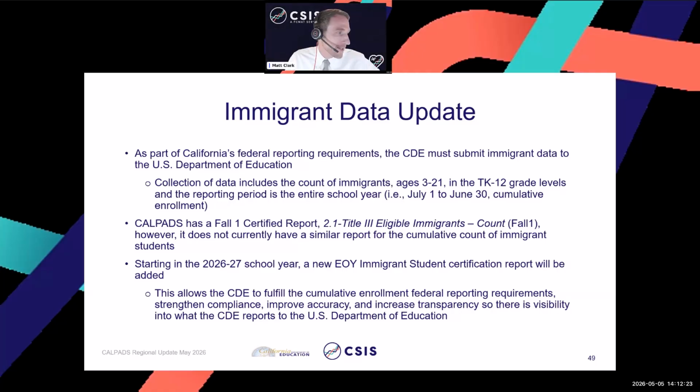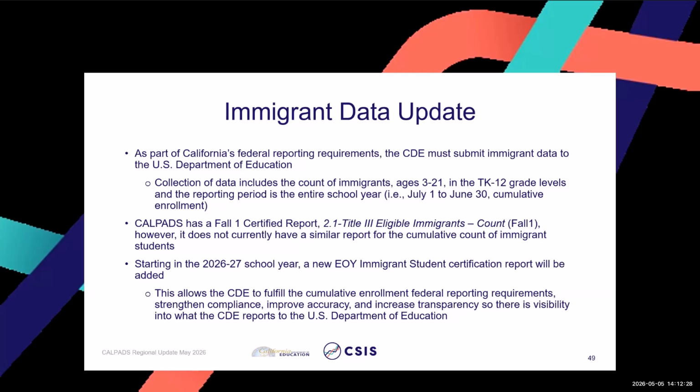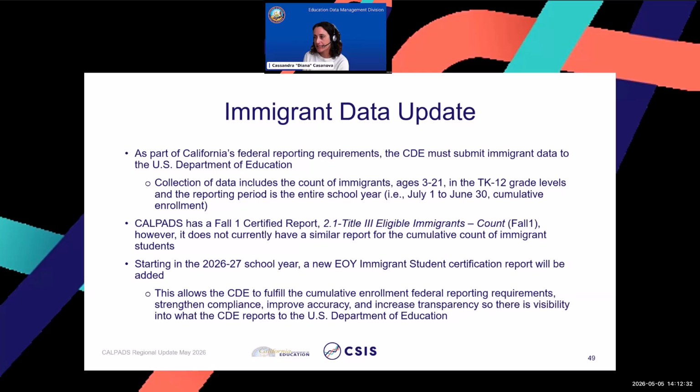And for this one, we're going to hear from Diana once again. Thank you. Okay, so as part of California's federal reporting requirements, the CDE must submit immigrant data to the U.S. Department of Education. So this collection of data includes the count of immigrants ages 3 through 21 in the TK through 12 grade levels, and the reporting period is the entire school year, so July 1 through June 30th. So it's cumulative enrollment. As you may know, CalPADS has a Fall 1 certified report, the 2.1 Title III eligible immigrants count, and we collect that at Fall 1.